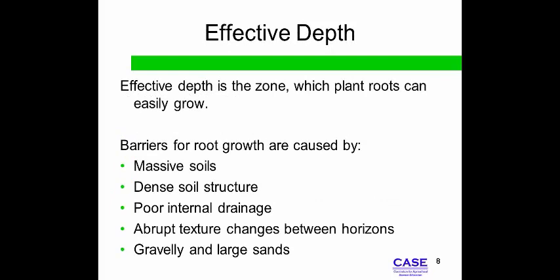Effective depth is essentially how far plant roots will grow into a soil. An alfalfa plant, for example, can have roots growing down to depths of over 20 feet. However, if soil conditions are not ideal, such as a massive layer, root growth will be prohibited. The most common barriers affecting the rooting depth of plants include massive or dense soil structures, poor drainage, abrupt changes between horizons, and gravelly or sandy soil texture. The relationship is somewhat dependent upon water, and in turn, soil water availability is affected by soil properties.